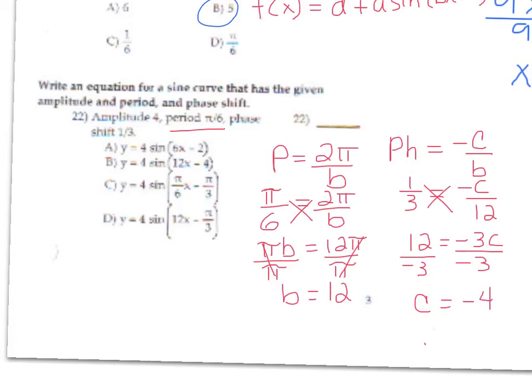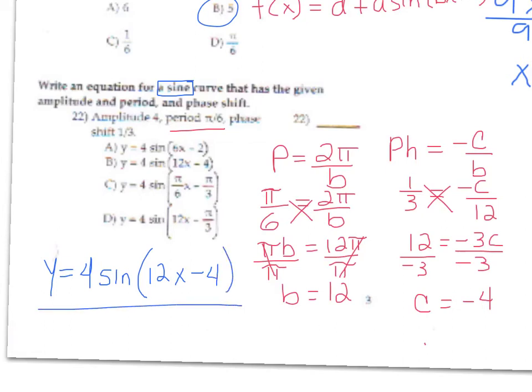So I put it into the formula for the sinusoid, and that would be y equals, amplitude is 4. This is a sine curve, so I need to use sine, not cosine, sine of 12x, and then plus the C, which is negative 4. Negative 4. And that's the answer. So that is letter B.